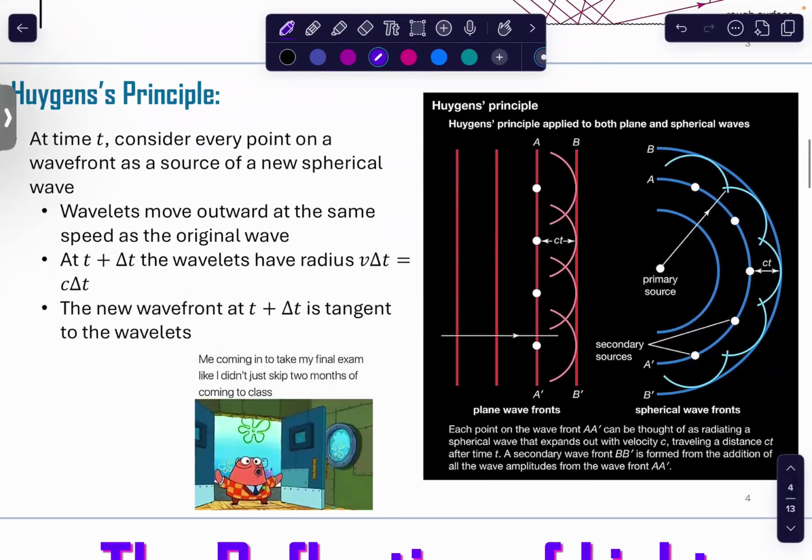Okay, Huygens' principle. We're going to think of wavefronts as a combination of a bunch of little wavelets. Every point on a wavefront is the center of another spherical wave. At time t plus delta t, the wavelets have traveled a radius of v delta t. In this case, what is v? Remember your kinematics, delta x is v delta t, but what are we changing v into?